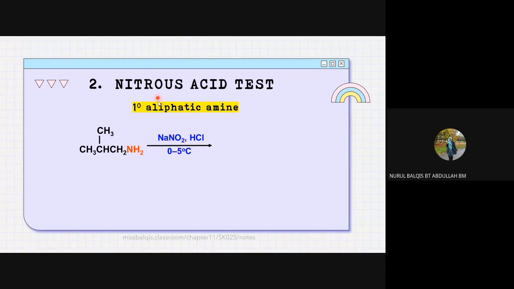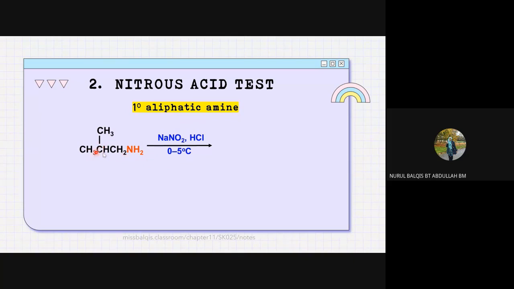Okay, so from this nitrous acid test, we want to add the hydrogen and also NO2 to this compound. Okay, tetapi macam biasalah, primary, secondary, tertiary, even for aliphatic and aromatic pun akan ada perbezaan. Dia takkan semua sama. Dia lebih difficult dari Hinsberg test. Okay, during the first steps here, dia memang satu step je lah.